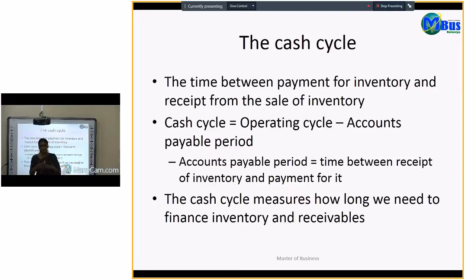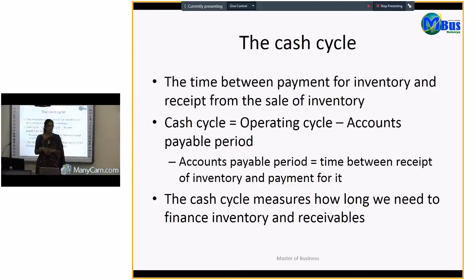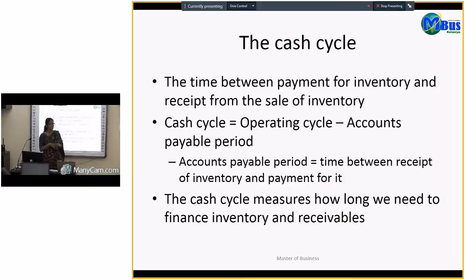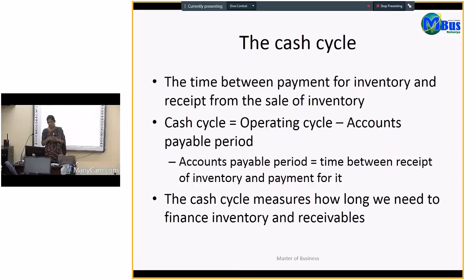If it is for a very short period, sometimes we would be using some other, easier sources, right? If you go to a bank and get some funds to finance your current assets, it takes some time, right? So we can decide which source of finance should be used to finance inventory and receivables based on the time period that elapses between the inventory period and the receivable period, right?